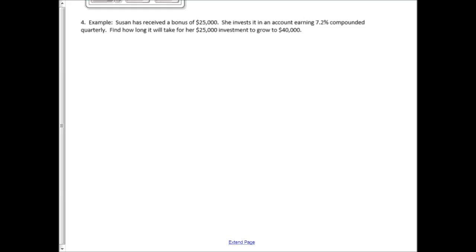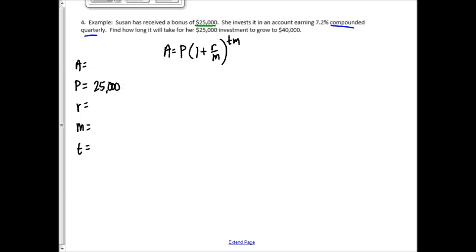Okay, number 4. Susan has received a bonus of $25,000. She invested in an account earning 7.2% compounded quarterly. Find how long it will take for her $25,000 investment to grow to $40,000. So compounded quarterly means I go back to that same formula, A equals P times 1 plus R over M raised to the T times M. So list out the variables. Here we go. Susan received a bonus of $25,000, and she invests that. So that becomes my principal. That's how much I'm investing. So $25,000 is my P.